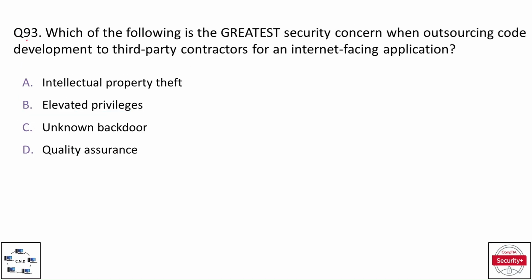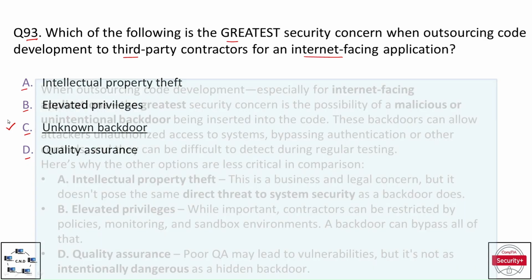Question number 93. Which of the following is the greatest security concern when outsourcing code development to a third-party contractor for an internet-facing application? The options are option A, intellectual property theft, option B, elevated privileges, option C, unknown backdoor, and option D, quality assurance. And the correct option is option C, unknown backdoor.